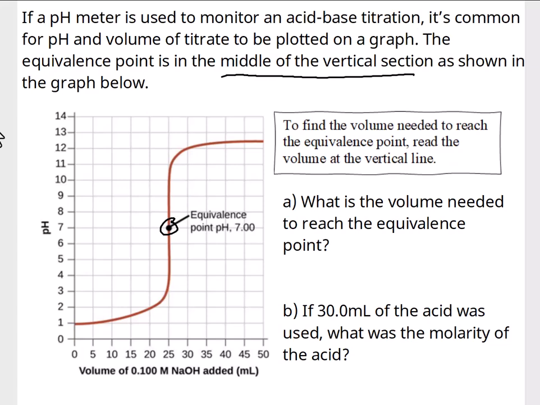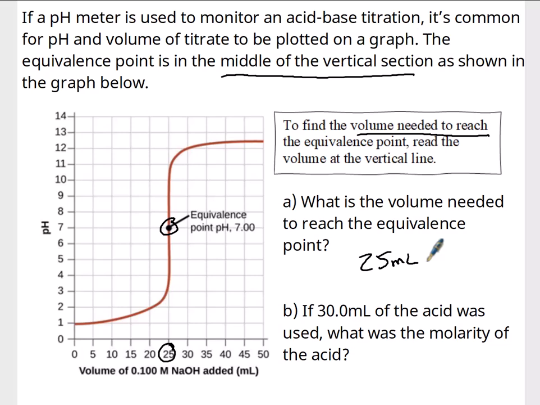One important thing that we need to know is the volume needed to reach the equivalence point. To find that, I just find the volume at the equivalence. So I follow that vertical line down, and in this case it was 25 mL. So the volume needed to reach the equivalence point was 25 milliliters.